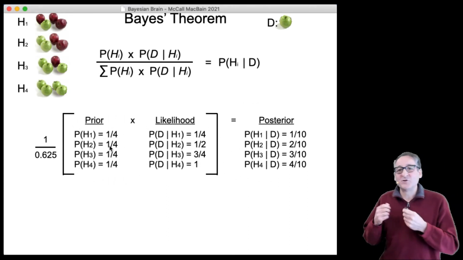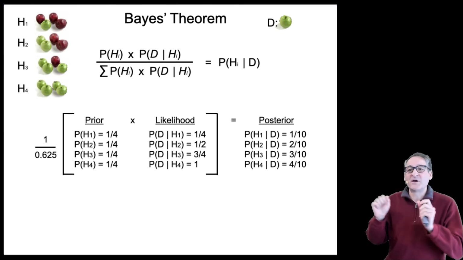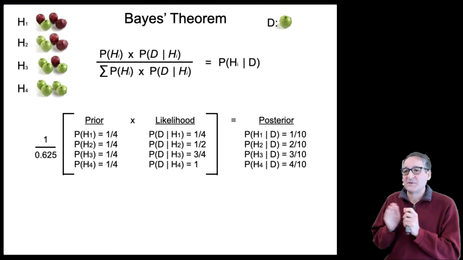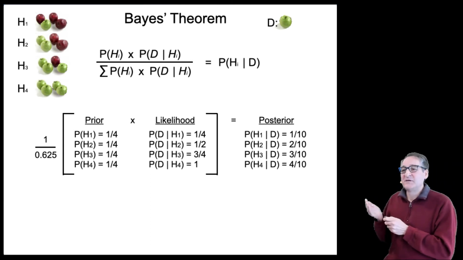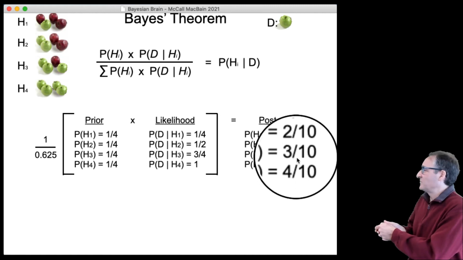But what we've done is we've learned from the data. We've done what's called Bayesian updating. We started with a uniform prior, no opinion, equal priors. But now we have a pretty clear opinion that it's more probable that we're at H4 than at H1, for example.